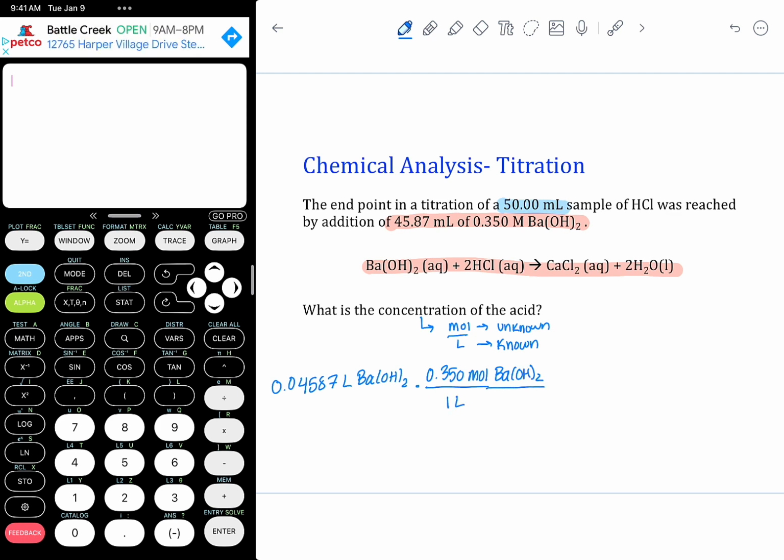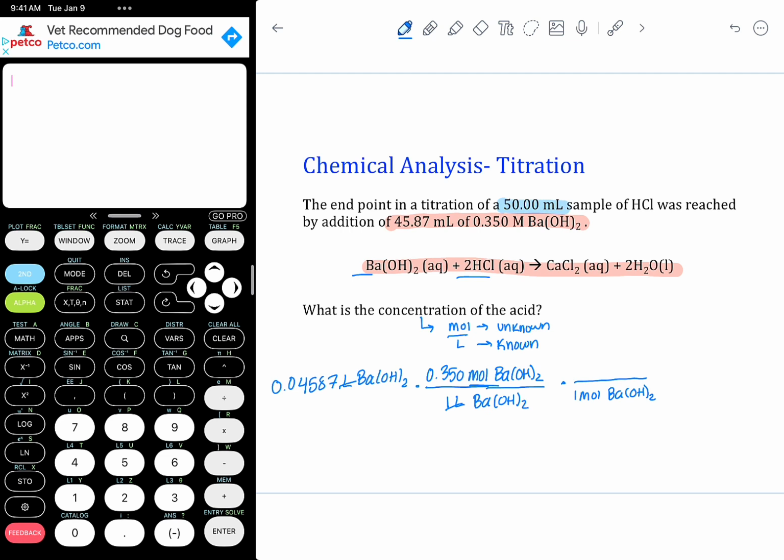And we're going to put 1 liter of barium hydroxide on the bottom. So this allows us to cancel out our liters, and we're left with moles of barium hydroxide. Now that we have moles of barium hydroxide, we can then convert to moles of HCl using our balanced equation. So we put the moles of what we don't want on the bottom, which is 1 mole of barium hydroxide.